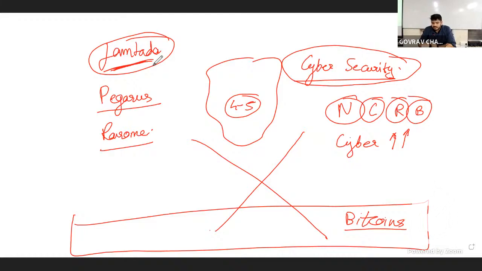We are going to discuss all these things in this particular topic. I hope you are getting this. So this would be the nature. Cyber crimes are increasing, and that's why the questions on cyber crimes are also increasing. This is the trend. You need to trace your current affairs, because your syllabus is not just science and technology.